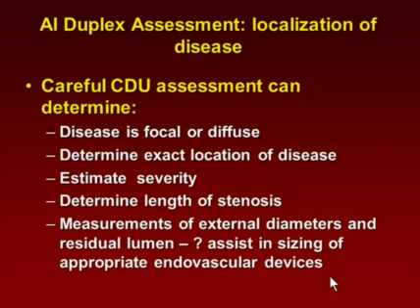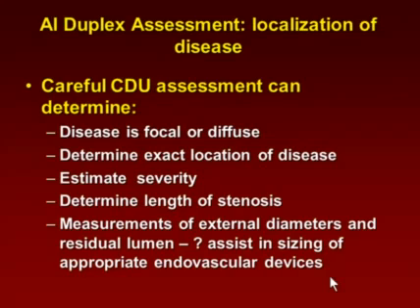Aorta-iliac duplex can localize disease. We're going to be doing direct assessment of the aorta and iliac vessels. And careful color duplex ultrasound can determine a number of things for us. We can decide if the disease is focal, figure out the length of any focal disease, or whether it is diffuse throughout the entire arterial tree. And this piece of information may impact whether or not the patient gets surgical treatment, endovascular treatment, or just medical therapy. So we can determine the exact location of disease, estimate the severity, and determine the length of stenosis.